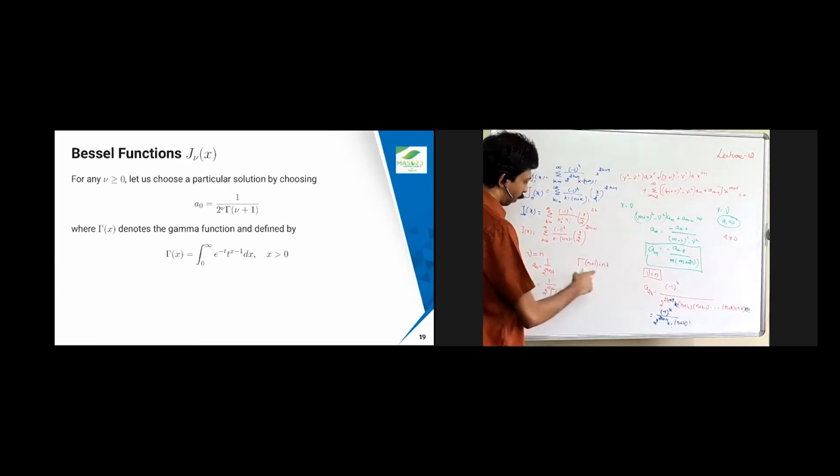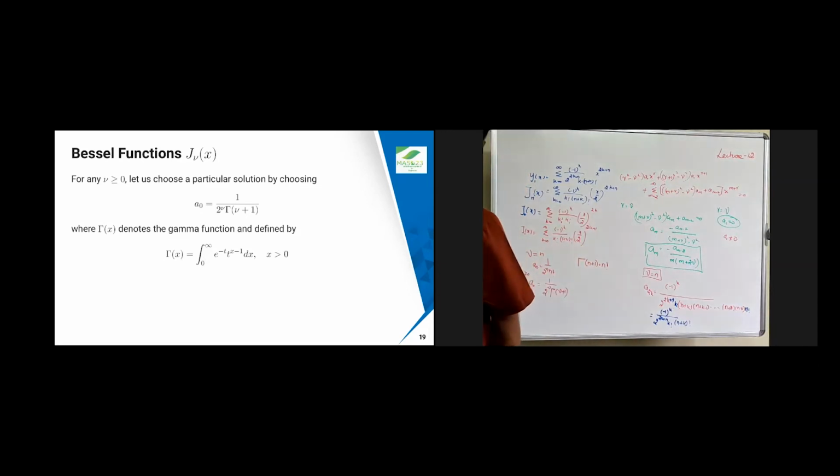Therefore, this is going to be satisfied. So if I put gamma equal to n also, that is going to be satisfied. So this is the general a naught I'm going to use, for nu greater than or equal to 0, where gamma is nothing but the gamma function.